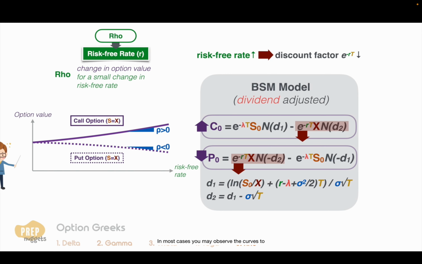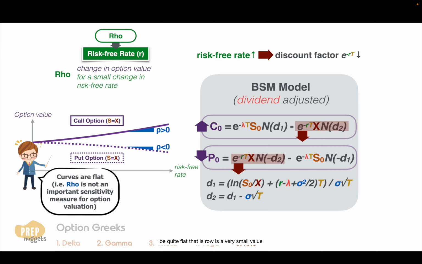In most cases, you may observe the curves to be quite flat. That is, rho is a very small value compared to theta and vega. Rho is therefore not a very important sensitivity measure for option valuation.